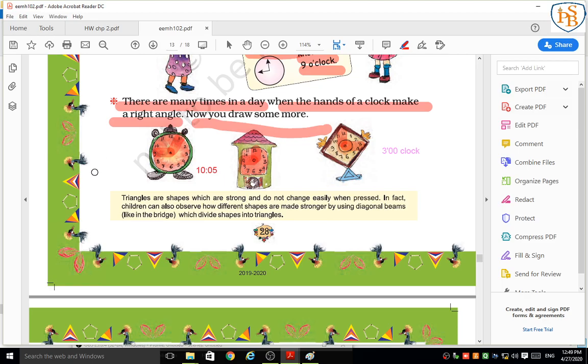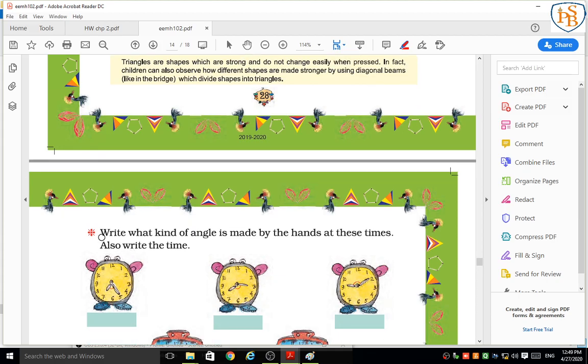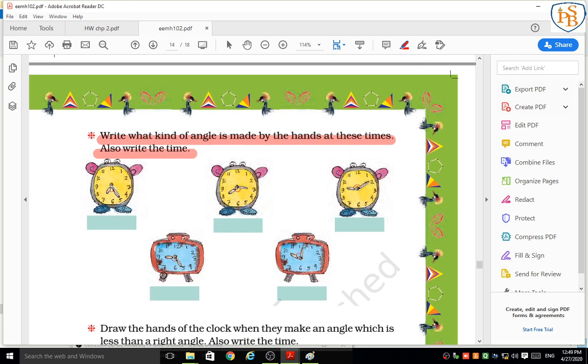Still, if you have any doubt, then just write in the comment box. Okay, I will solve all the doubts of the students. Now we'll go to the next point. Write what kind of angle is made by the hands at this time. Also write the time. Here we have some pictures of clocks.